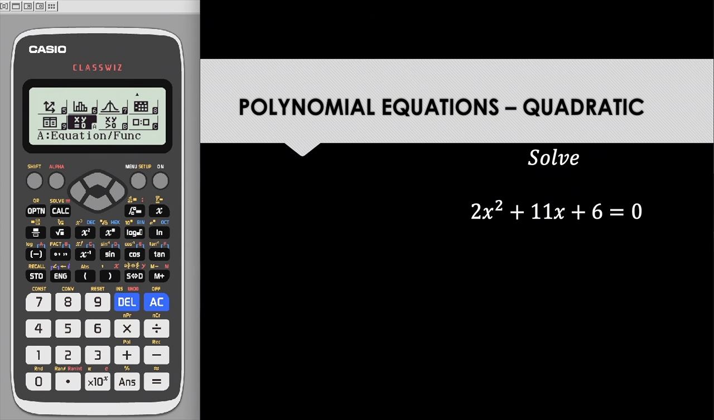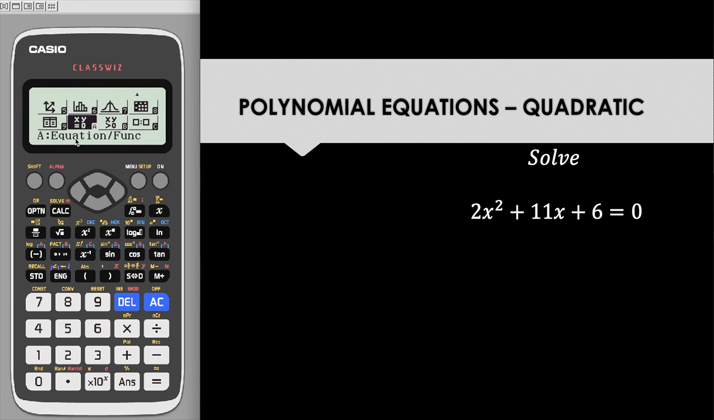Now the next operation I'm going to go over is solving polynomial equations. Now this is a quadratic equation, and I've specifically chosen a quadratic equation that you cannot factorize easily. So this would be a quadratic equation that you would have to solve either using completing the square or the quadratic formula.